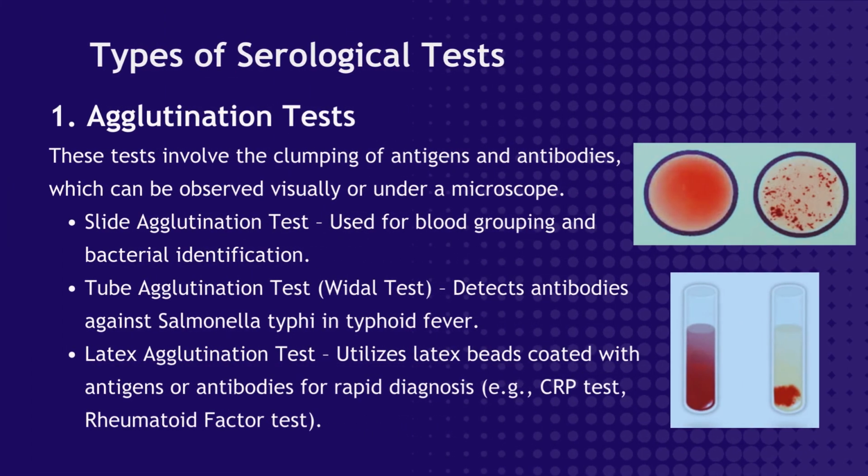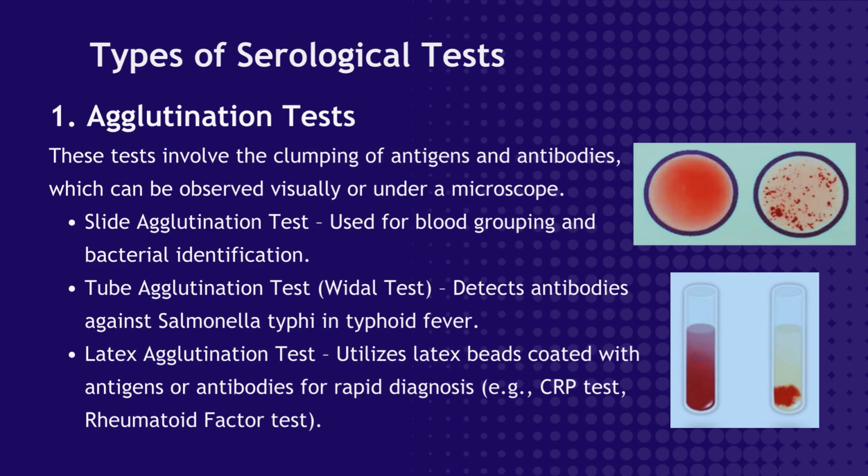Types of serological tests. Agglutination tests. These tests involve the clumping of antigens and antibodies, which can be observed visually or under a microscope. Slide agglutination test, used for blood grouping and bacterial identification.